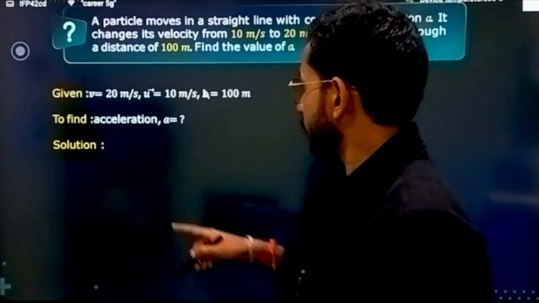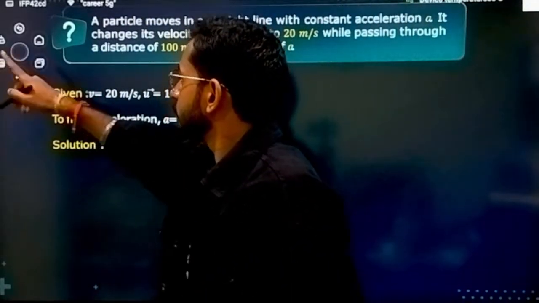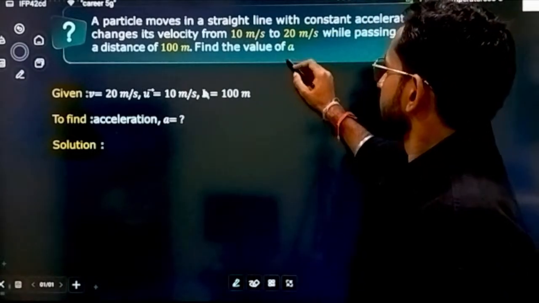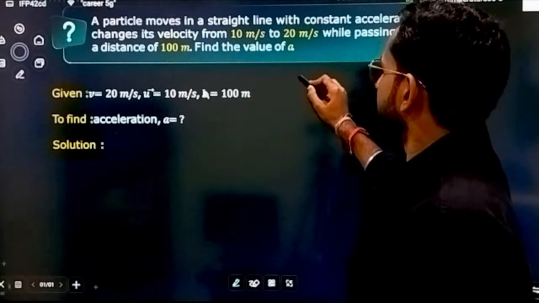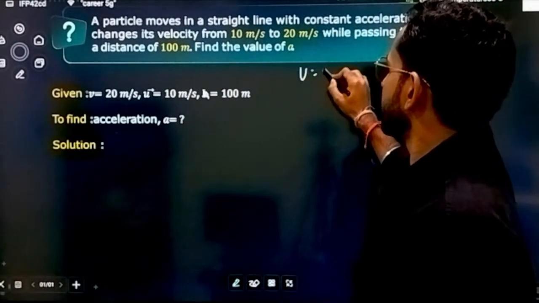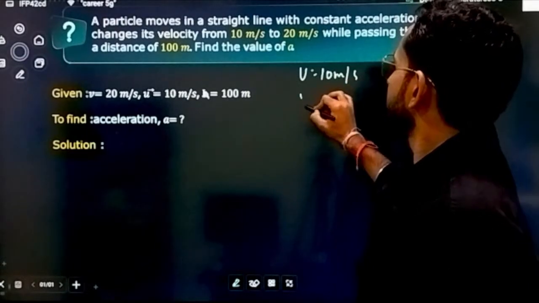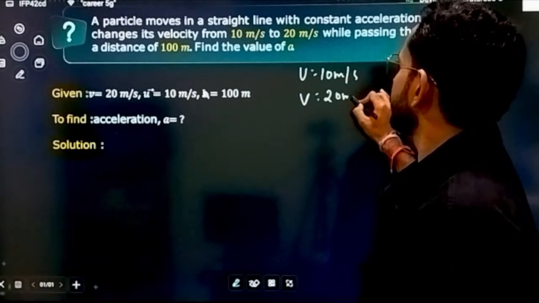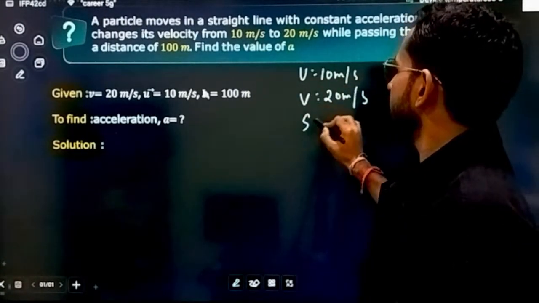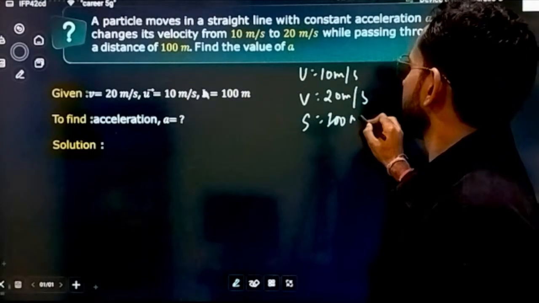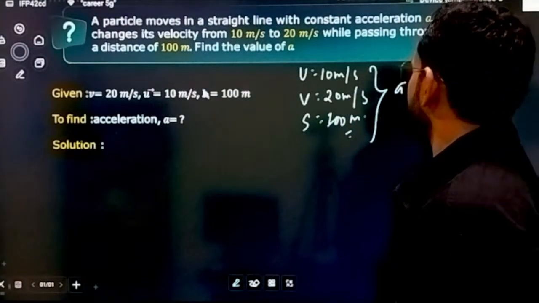See, what are the values that are given? Straight line with a constant acceleration A. U is given as 10 meter per second. Final velocity is given as 20 meter per second. Distance S is given as 100 meter. And they are asking you for the acceleration.